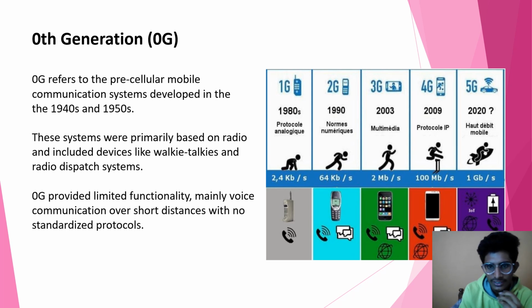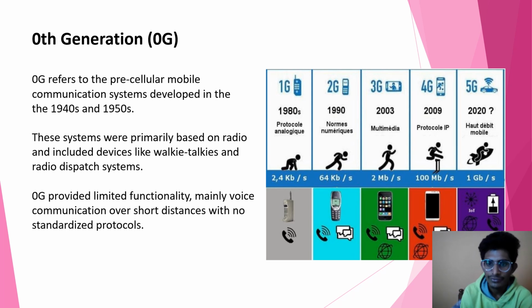1G was found in the 1980s, with an analog protocol. 2G was found in 1990, 3G in 2003, 4G was built in 2009, and 5G in 2020. In 1G we were getting only 2 to 4 kbps of internet speed at that time.